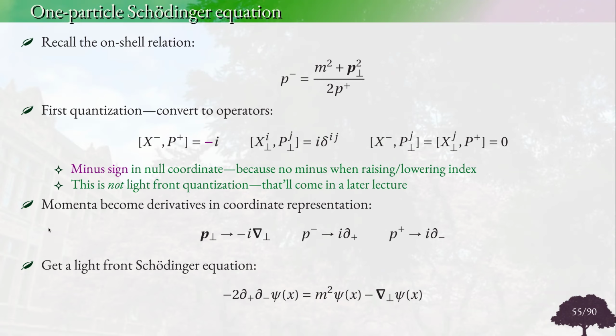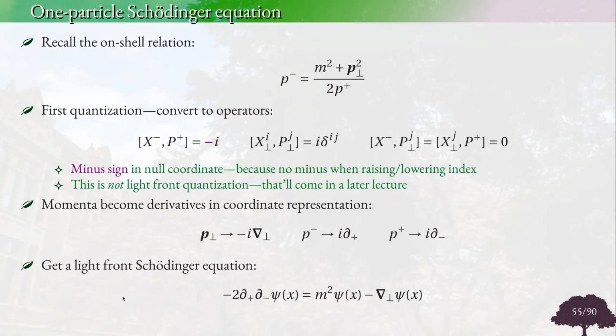So in the coordinate representation, if you write a wave function as a function of coordinates, you can basically just convert your 4 momenta to derivatives as usual, with p perp becoming minus nabla perp, p minus, your Hamiltonian, becoming I times the derivative with respect to your light front time. That's pretty standard. And p plus becoming plus I times the derivative with respect to x minus. The plus I rather than minus I is a peculiarity that you kind of just have to remember.